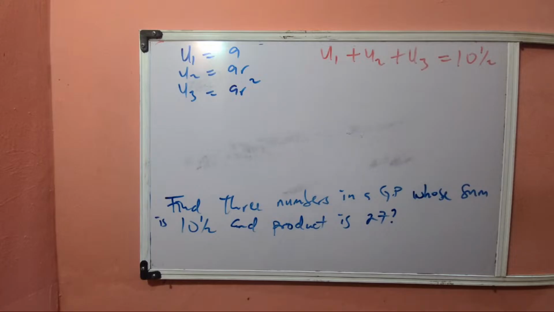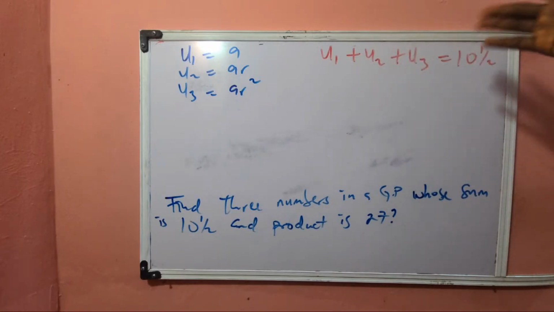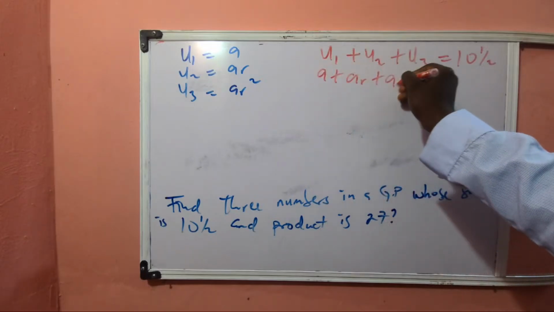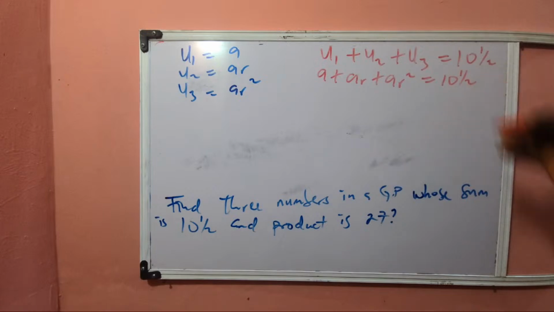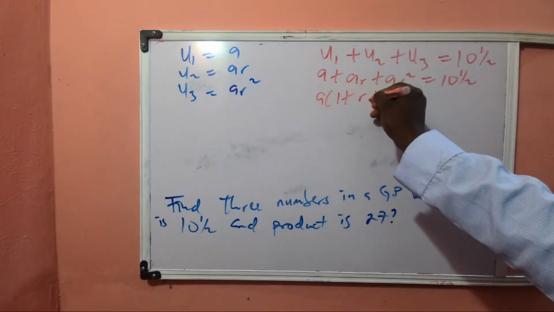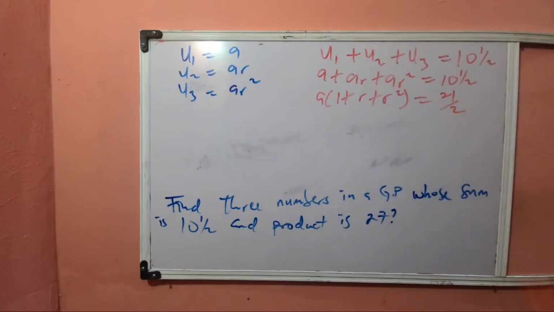The next thing to do is to convert this. This was just written in terms of numbers. Then you go on to express it in terms of a GP, where you can have it as A plus AR plus AR square equals 10 and 1/2. If you go on to do this, you can easily factorize A from here, and you'll have A into 1 plus R plus R square equals 21/2.